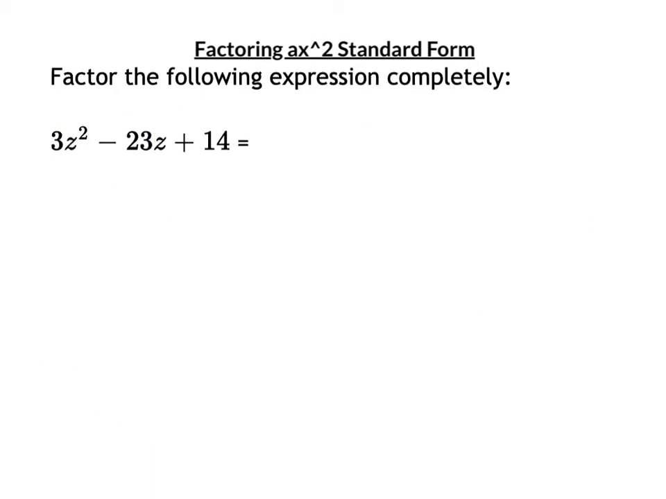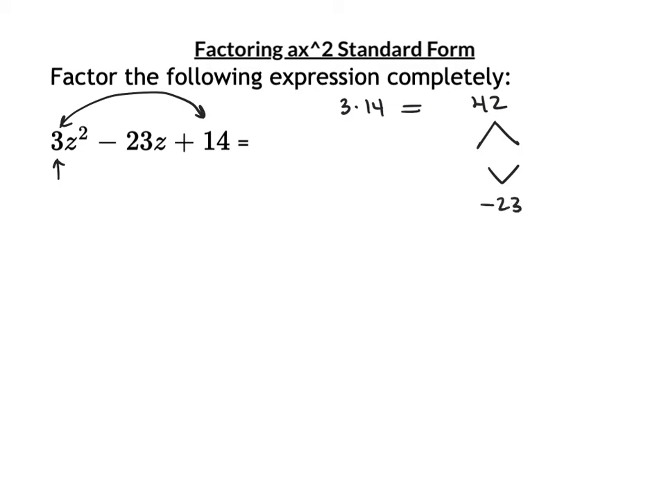This will start going faster. This is standard form with a number in front. I can't say factors of 14 to add to 23 because the 3 in the front helps create that 23 in the middle. So the shortcut here to figure it out is to multiply 3 times 14, and you get 42. I need two numbers that multiply to 42 but add to negative 23.